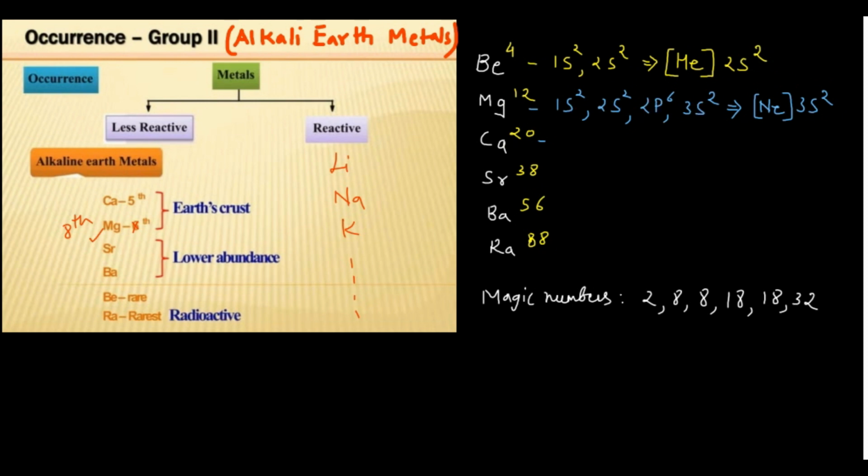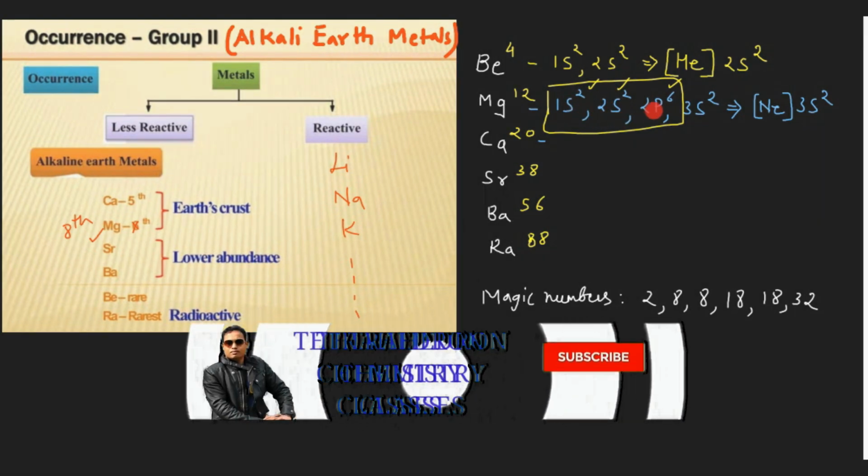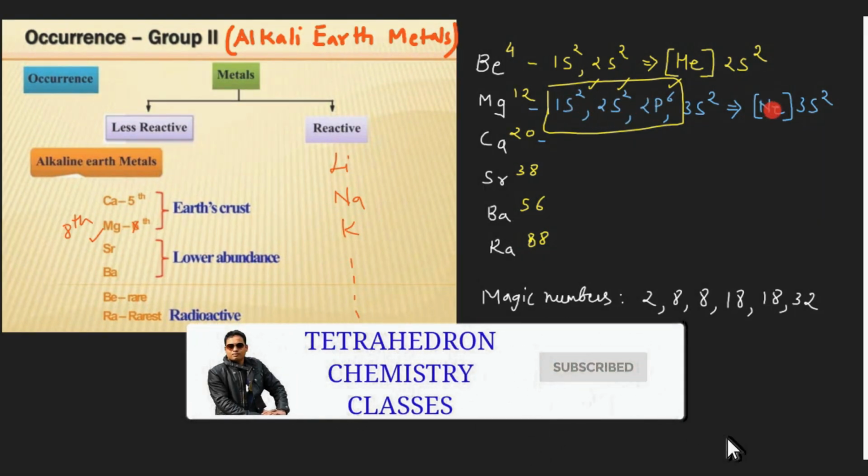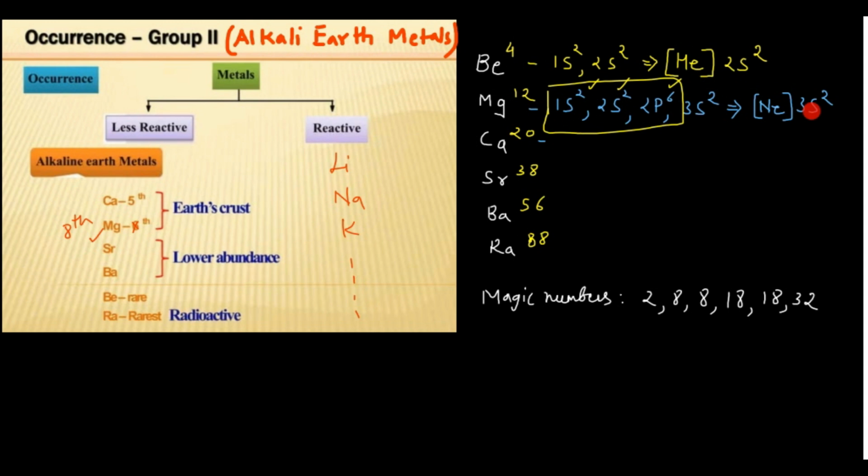And if you check this part, from 1s up to 2p, that is 2 plus 2, 4, plus 6, that is 10, right? That means a total of 10 electrons are here. So this is actually the electronic configuration of neon. So I can write neon here, and then I can write the 3s2, which are the 2 electrons present in the 3s orbital.